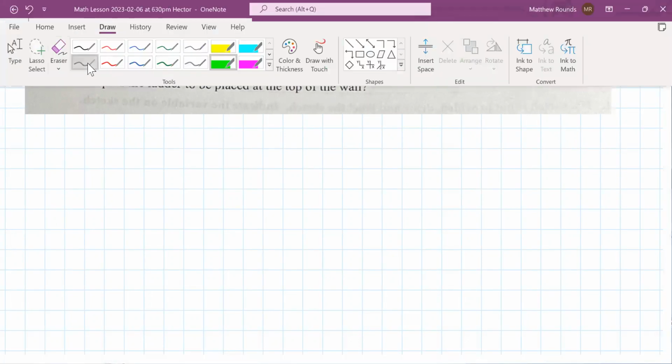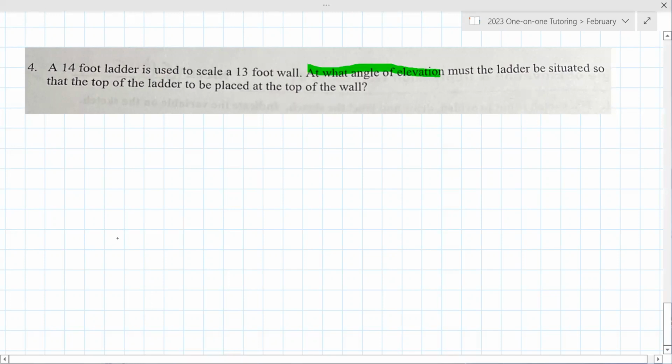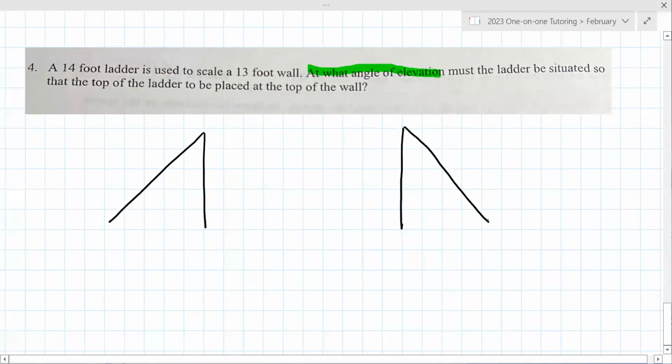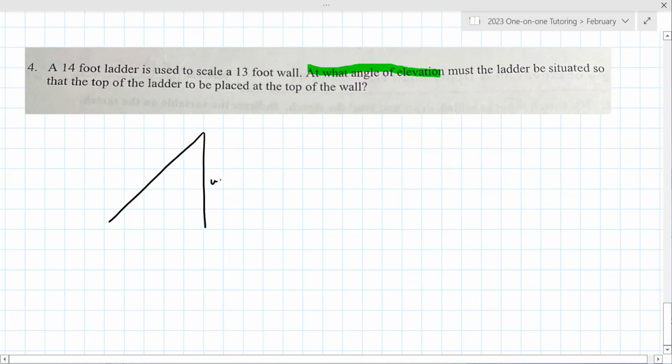All right, so there's a few different ways to draw this. I'm going to give you some options here. One is, this is your wall and here's the ladder. The other is, here's the wall and here's the ladder. Do either of these stand out to you? The one on the left. Okay, good. Wall, ladder, like that. Let me label these A, B, and C. Which is 14 and which is 13? C is going to be 14, and then B is going to be 13.